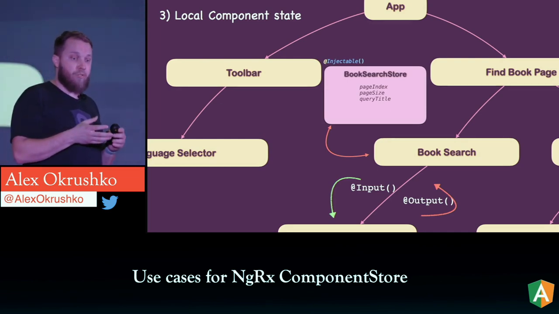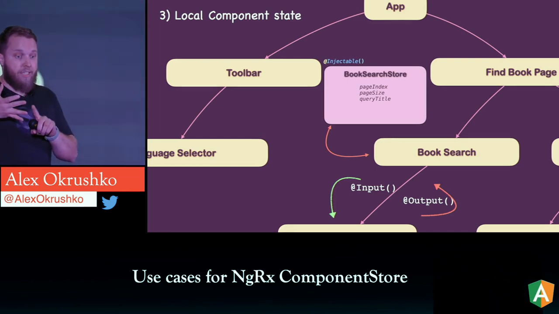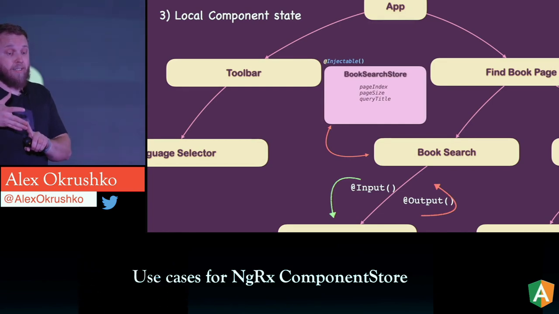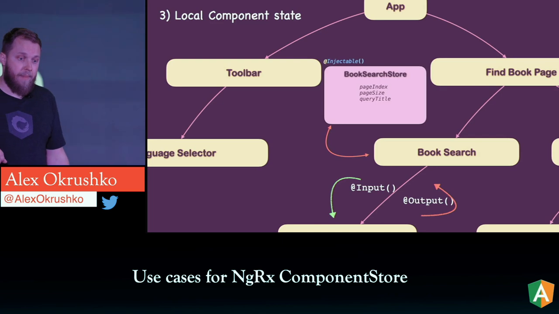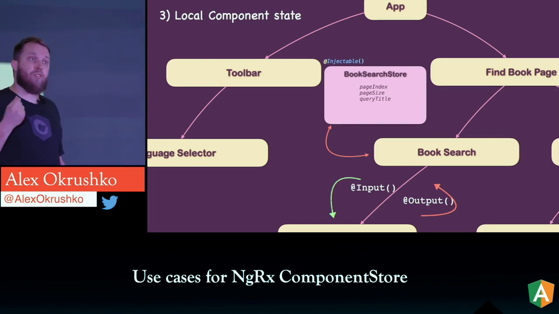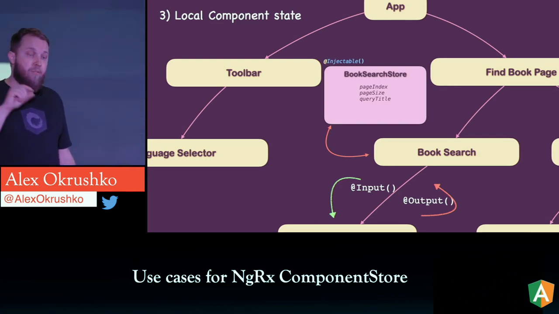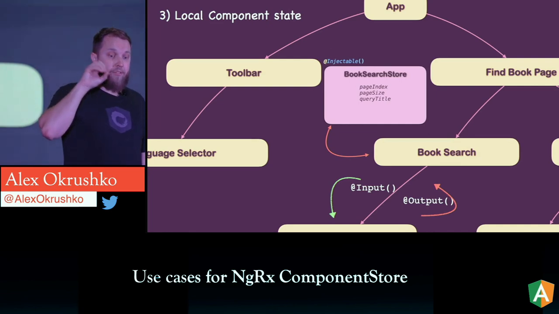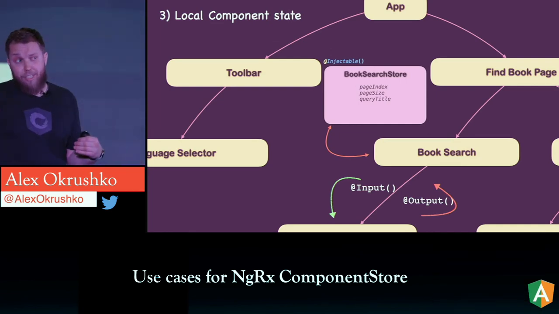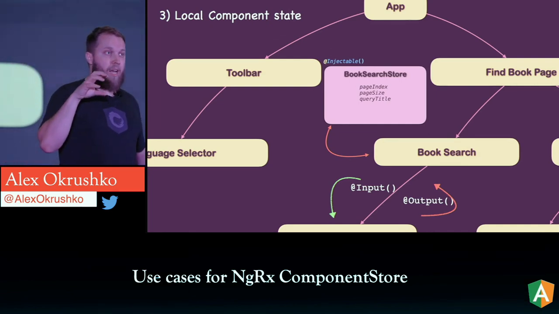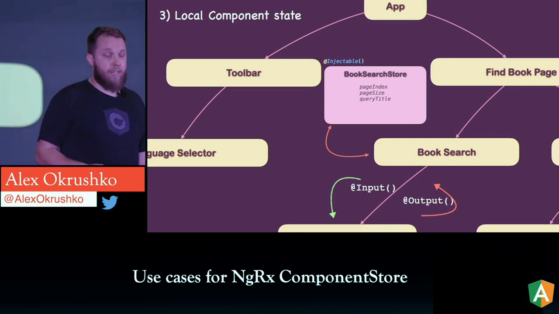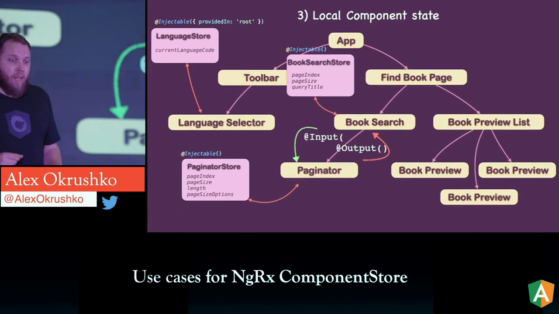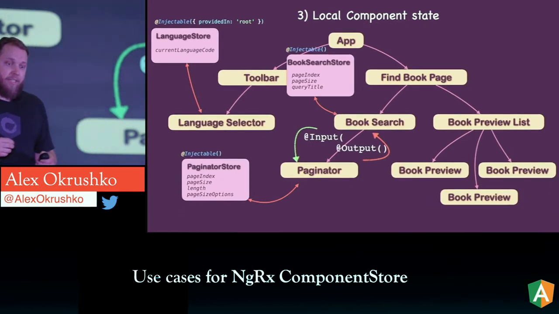For example, book search store keeps track of page index, page size, and query title, right? So this is what we search for, query title. And notice this one is also not provided in root. That means that the store is provided for this component. This and children can read it. But in this case, children are not using it. That's why we call it the local component state. All right, so we see book search is reading this.